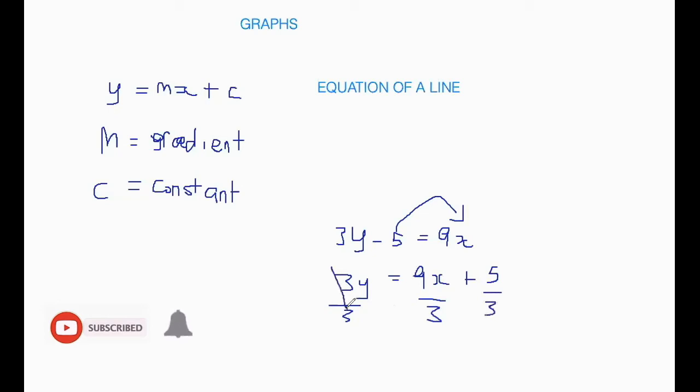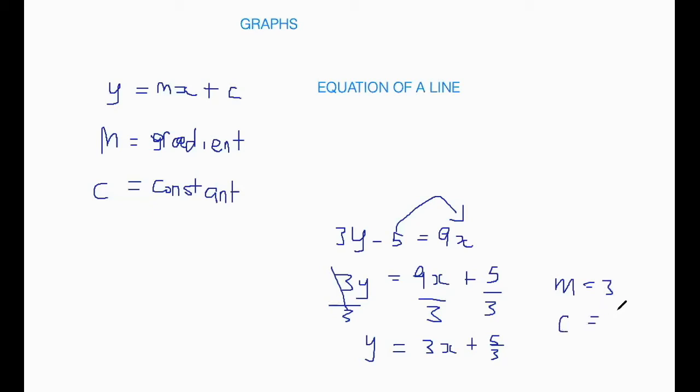So the 3 cancels, so we're left with just y, and then 9 divided by 3 gives us 3, and then rewrite the x plus 5 over 3. So it means that our gradient is 3 because the gradient is the coefficient in front of the x, and the constant is considered to be the y-intercept, which is 5 over 3, and that is it.